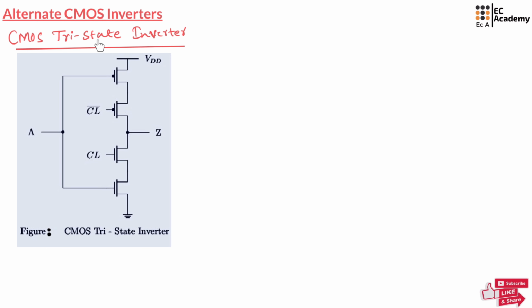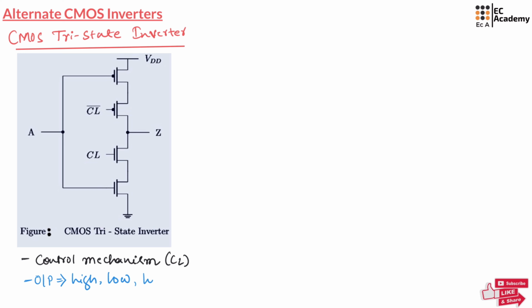Now let us understand CMOS Tri-State Inverter. A CMOS Tri-State Inverter is shown in this figure. So along with logic high and low, it is having one more state which is known as high impedance state. That's why it is known as Tri-State Inverter. So this inverter introduces a control mechanism with a control signal CL. So CL bar is complement of CL. So here the control signal is given by CL.